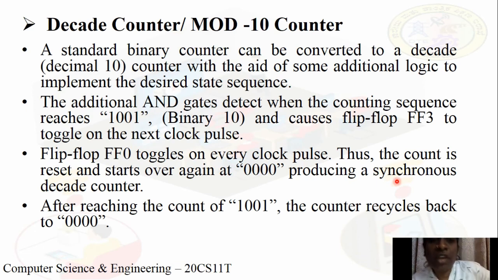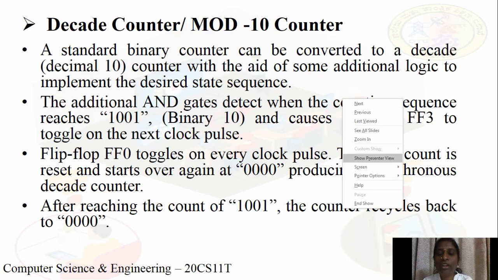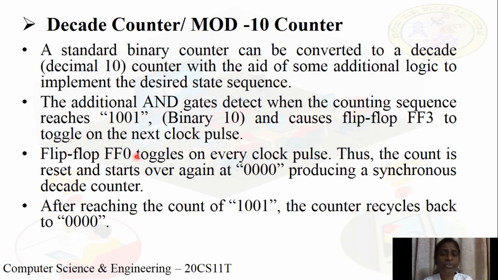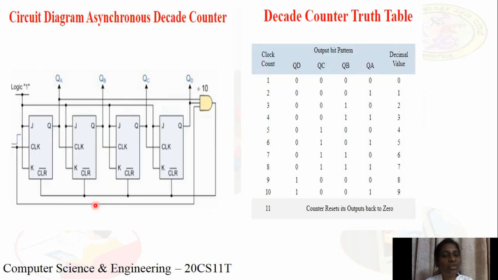Next we'll move on to the next type of counter called the decade counter or the mod 10 counter. In the decade counter or the mod 10 counter, it will count from 0 to 10. The asynchronous decade counter can be constructed with a little bit of change in the asynchronous counter. Let us observe the flip-flops here. These flip-flops will be JK flip-flops and the inputs will be joined and made logic one, that is, always in the high state.